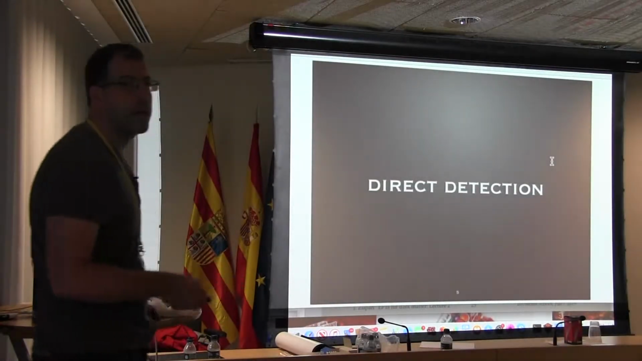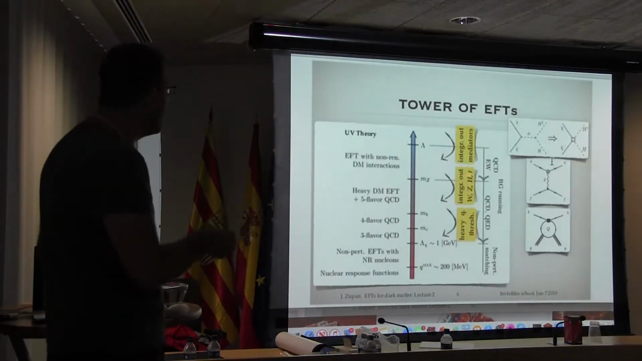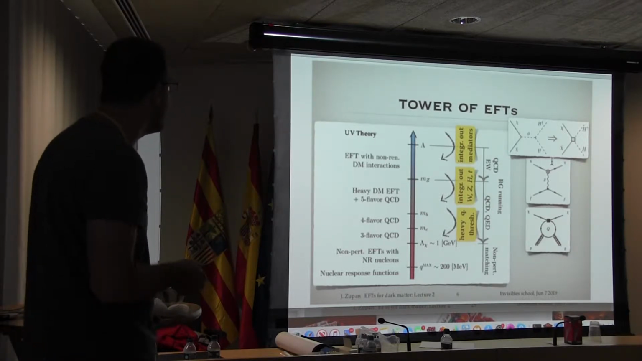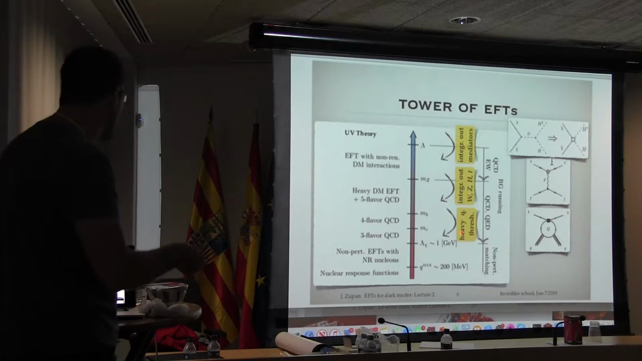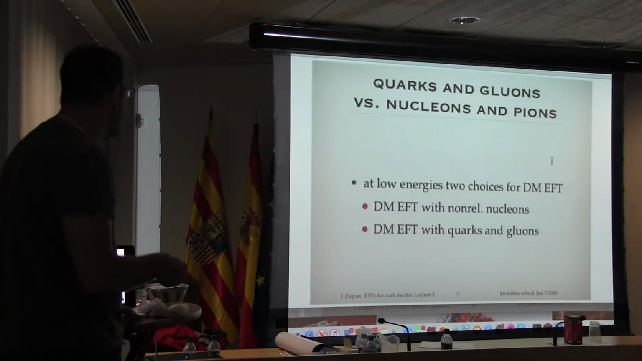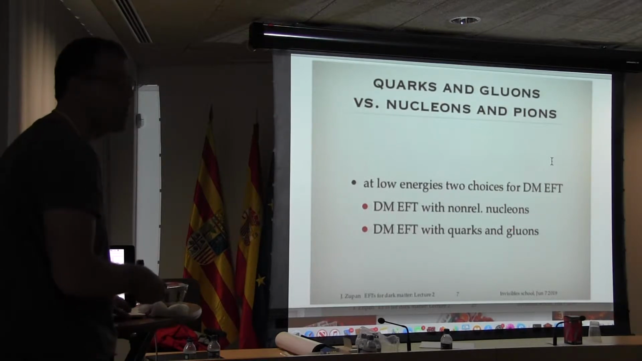All right, so direct detection. We were dealing with this tower of EFTs. That's the UV theory, high up, above the electroweak scale, so we assume there is a gap there. And then there are steps. In the first step, we integrate out the mediators, and we were dealing with these effective field theories at low energy, down there. As I said, there were these two choices. One had non-relativistic nucleons, and the other one had dark matter coupling to quarks and gluons.